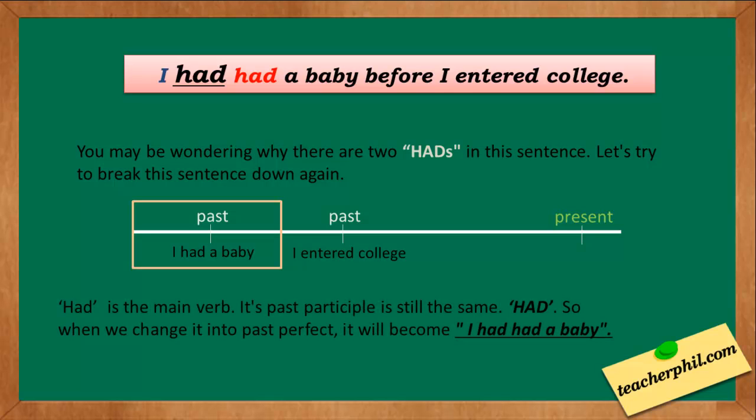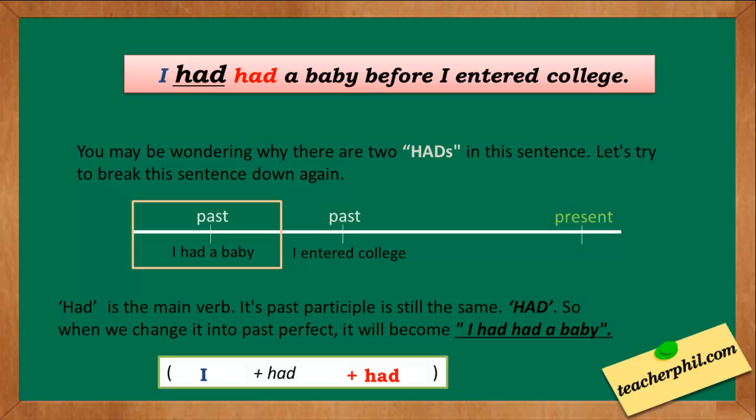Had is the main verb. Its past participle is still the same, had. So when we change it into past perfect, it will become, I had a baby. I plus had plus another had as the main verb.